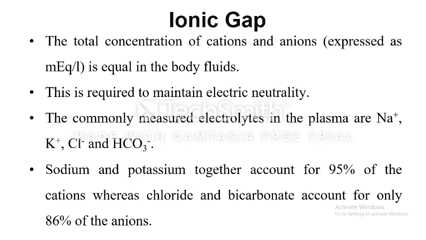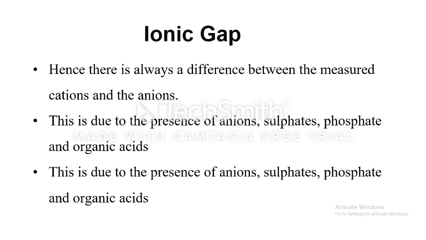The commonly measured electrolytes in the plasma, as we already discussed in our lecture on electrolytes, are sodium, potassium, chloride and bicarbonate. Sodium and potassium together account for 95% of the cations, whereas chloride and bicarbonate account for only 86% of the anions. Hence, there is always a difference between the measured cations and anions.